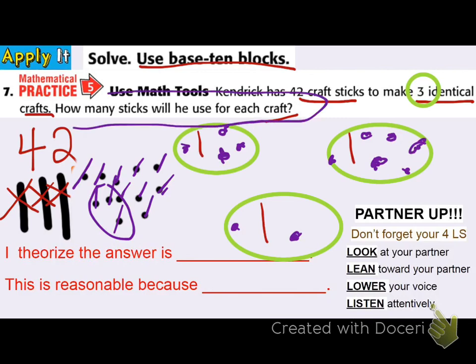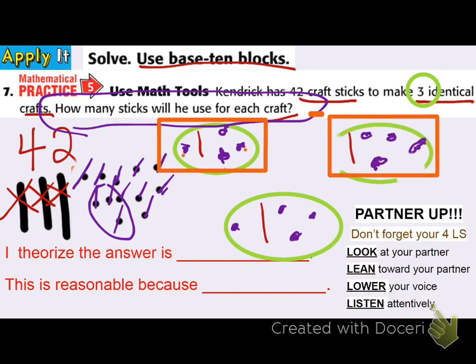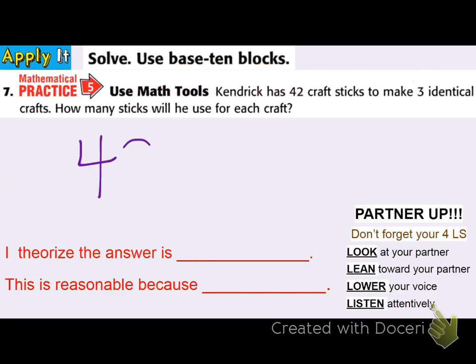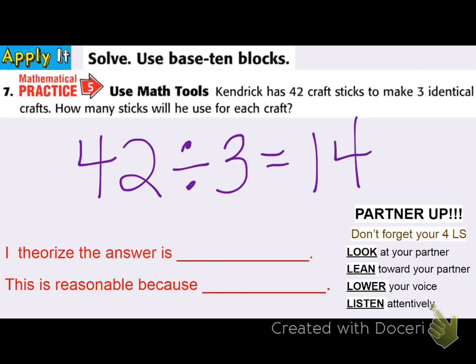How many sticks will he use for each craft? Well, the first craft, you can see, he's going to use 10, 11, 12, 13, 14. The second craft, he is also going to use, oops, I noticed that I put these 2 in the wrong one, I'm sorry. So let's add them right here. The second craft, you can see, he also is going to have 14. And finally 14. So if we go back and we look and it says 42 divided by 3 crafts, we think it's 14.